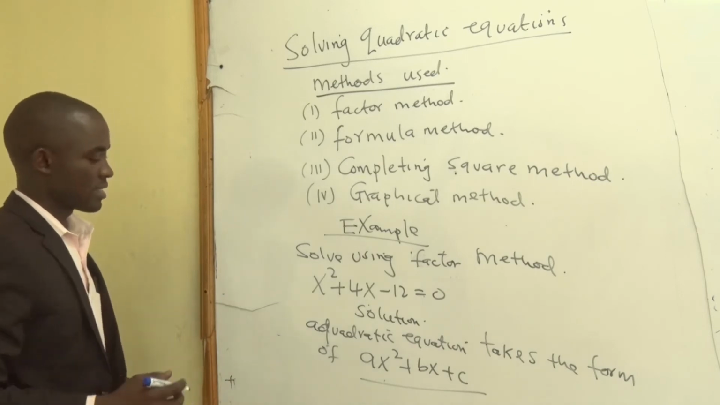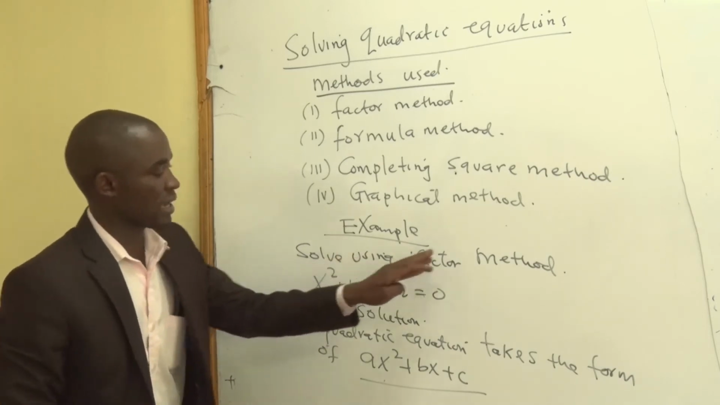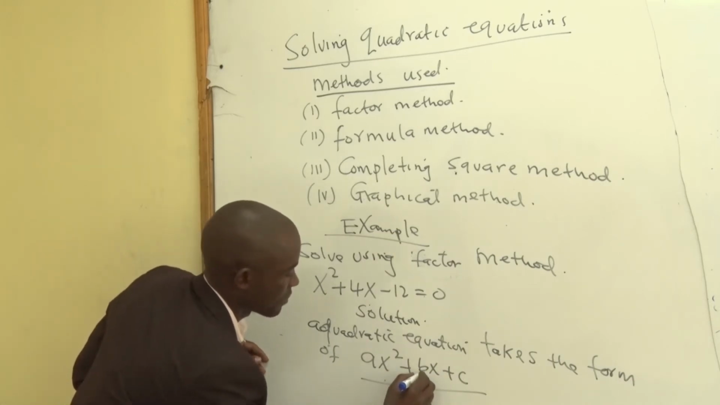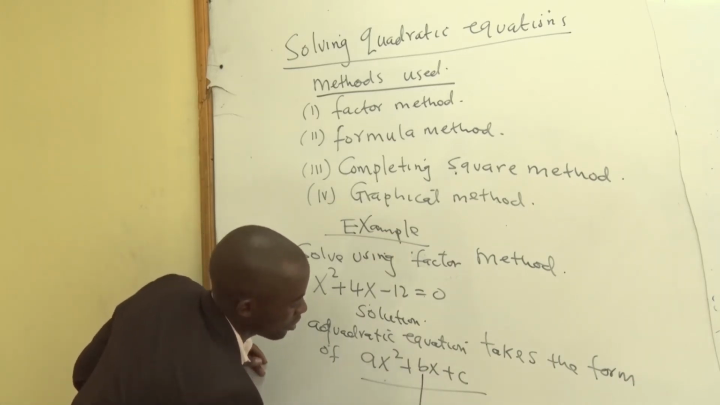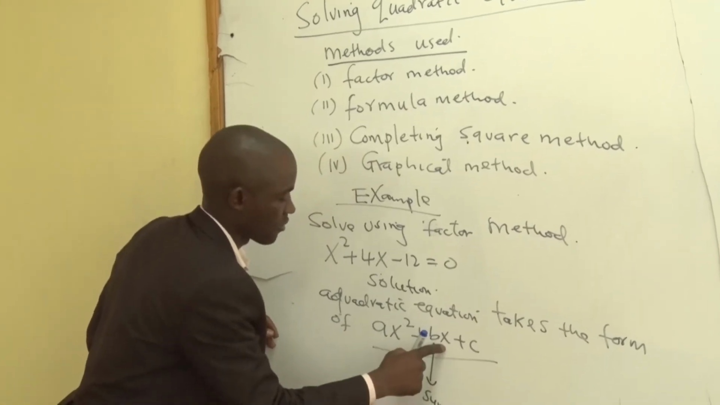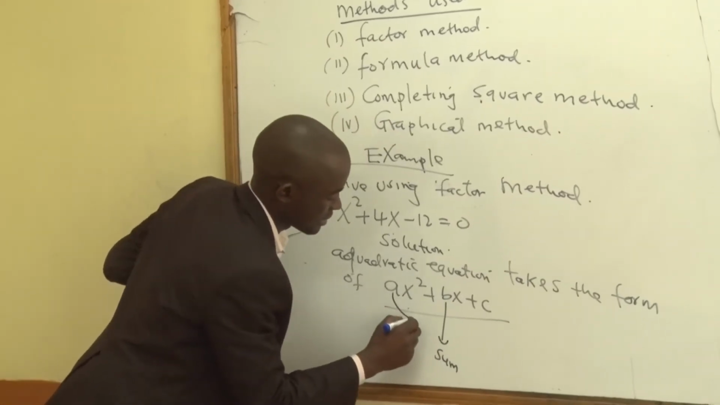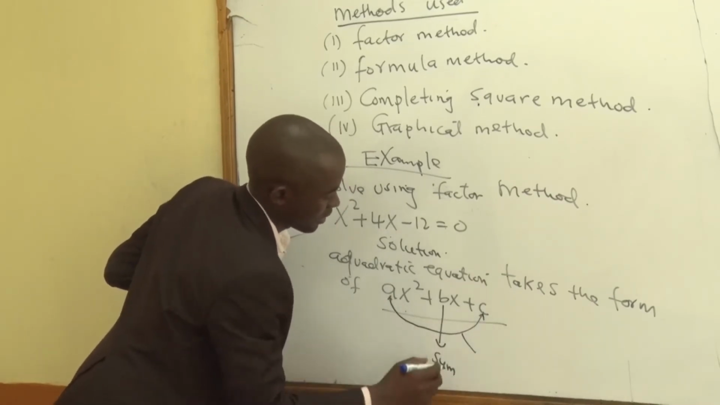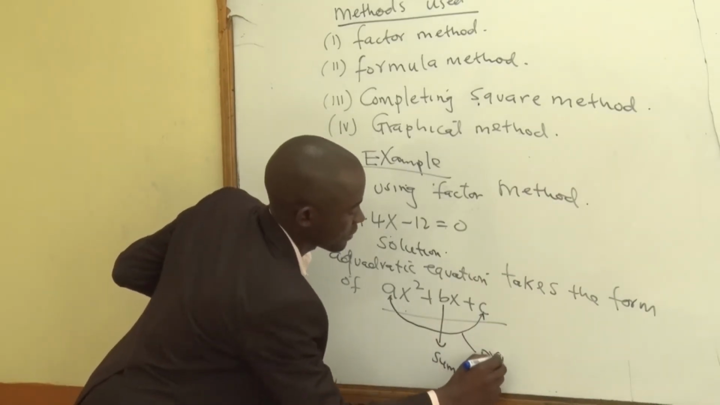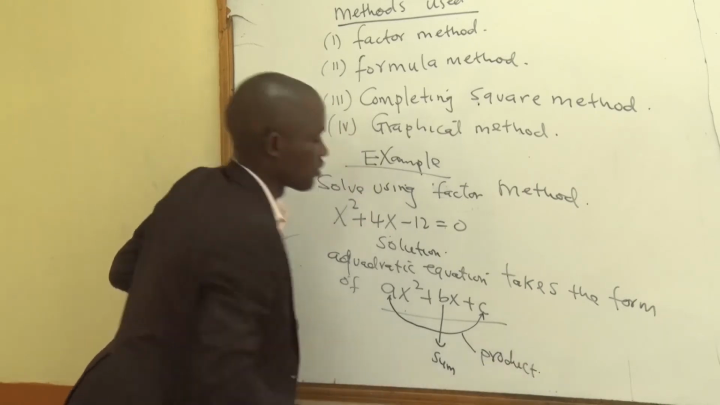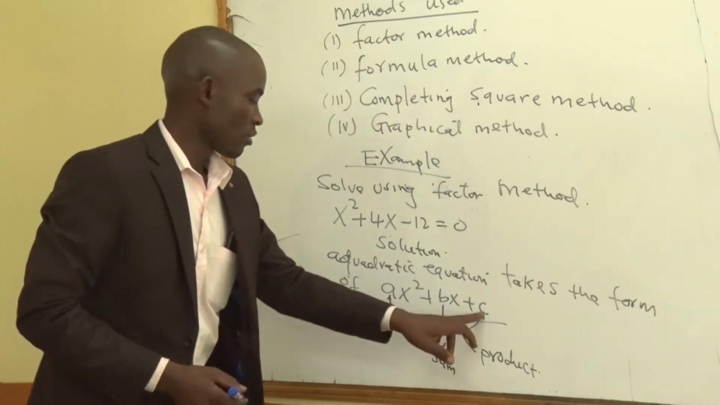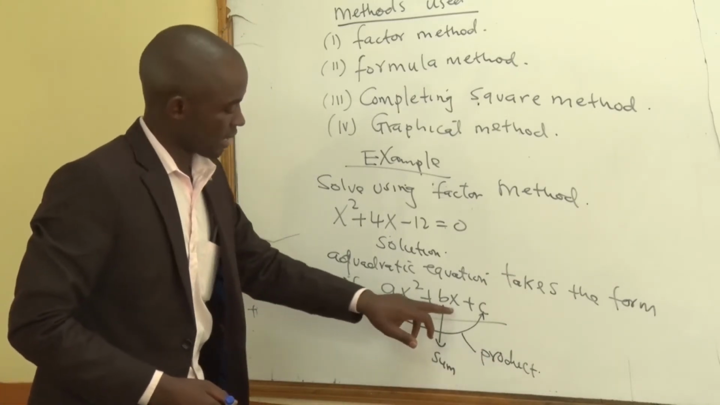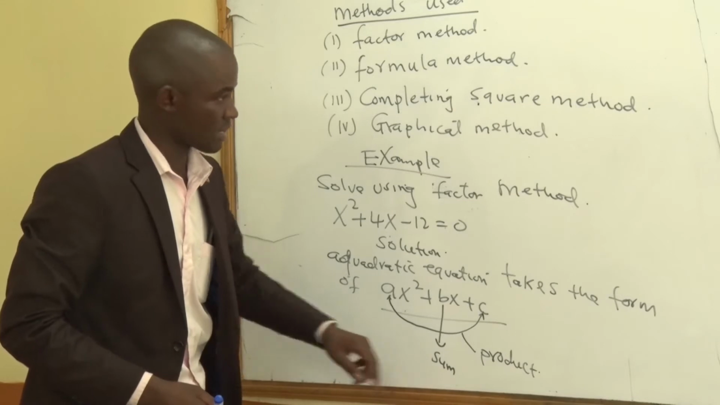So for us to use the factor method, this one, the coefficient of x, is called the sum. And then a and c are called the product. If you take this constant multiplied by this coefficient, you get the product. The coefficient of x gives us the sum.